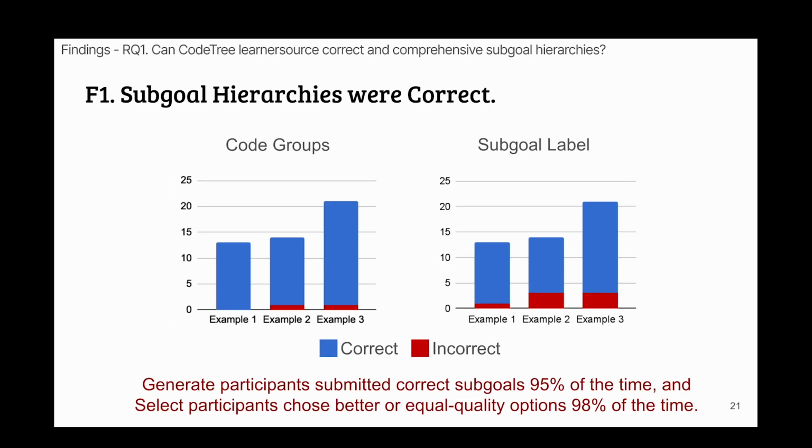I will outline the findings from the study. We recruited 2 computer science PhD students with TA experience to evaluate the quality of subgoal hierarchies generated in the study. The quality of code groups and subgoal labels was high. More than 90% of code groups were meaningful, and 80% of subgoal labels described code groups correctly. We confirmed that each participant's performance was high, and this resulted in correct subgoal hierarchies.